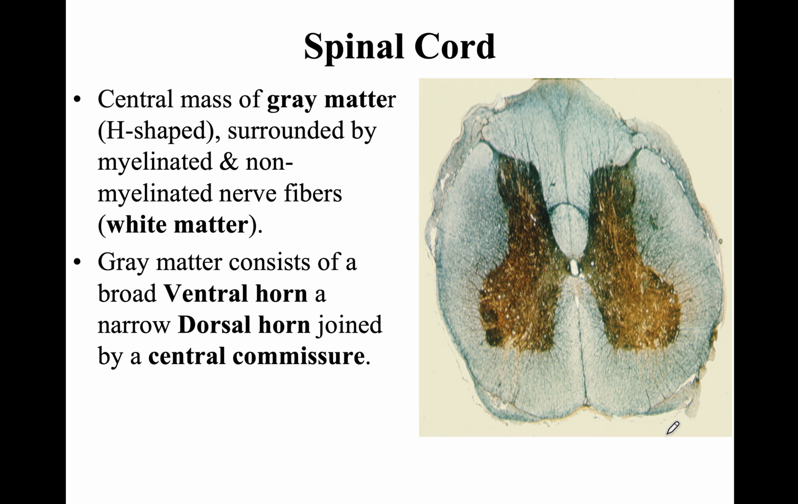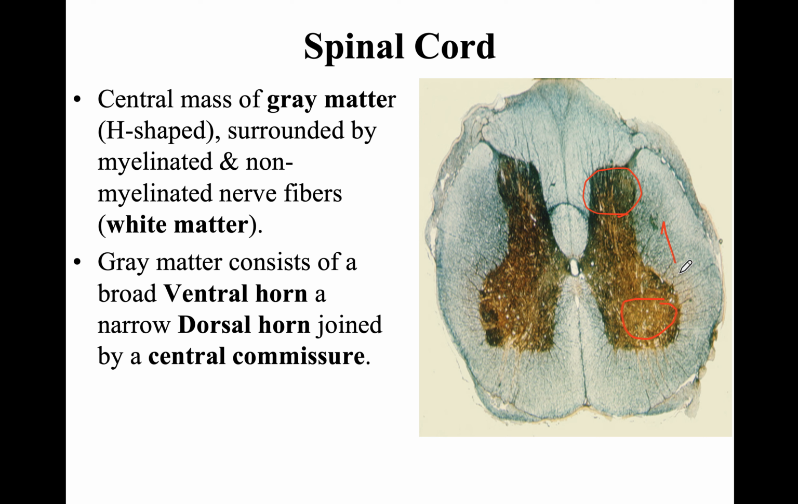Now we'll talk about the spinal cord. This is the butterfly-shaped gray matter. In this area we have the neuronal cell bodies. We have very large neurons. This is the area of the dorsal horn, and this is the ventral horn. Usually the dorsal horn has a sensory function, whereas the ventral portion has a motor function.